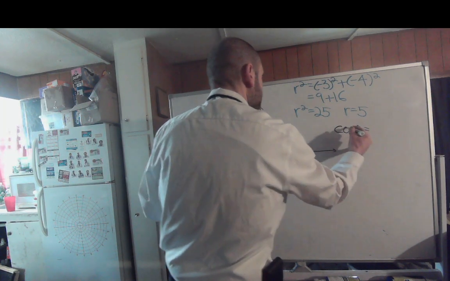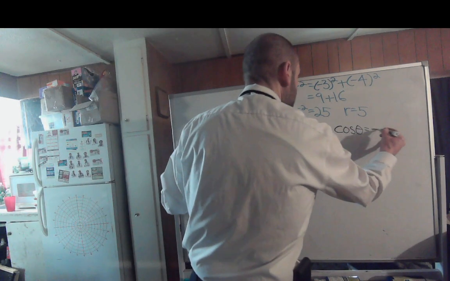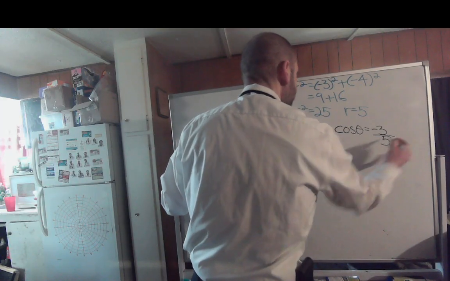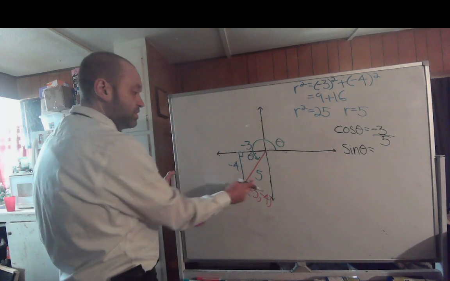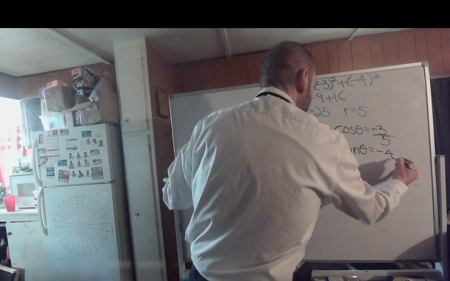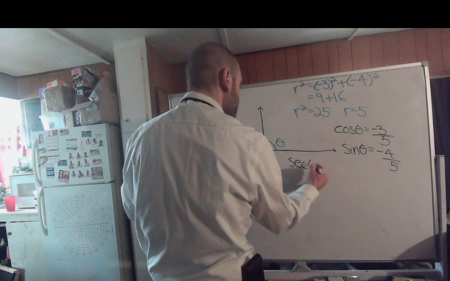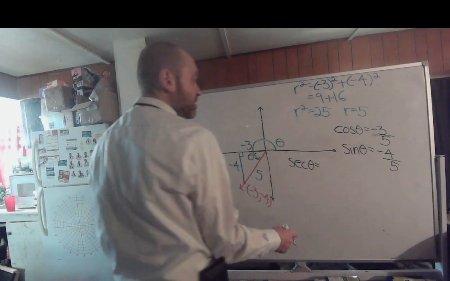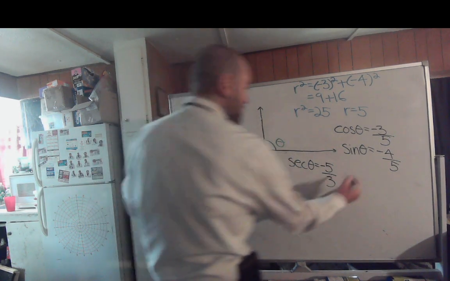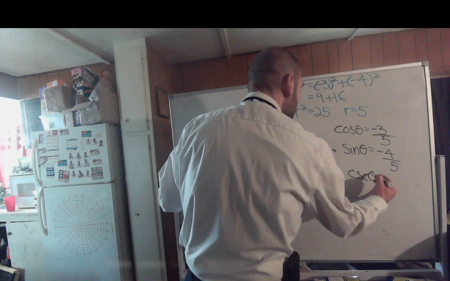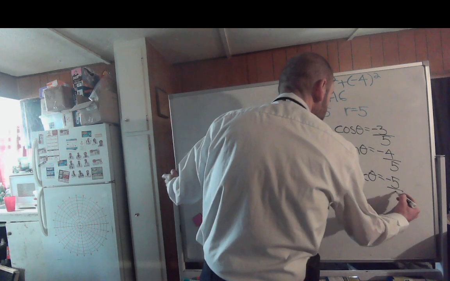So let's find the cosine. The cosine equals the adjacent over hypotenuse, so that would be negative 3/5. Let's find the sine of theta. That's opposite over hypotenuse, so that'd be negative 4/5. Let's find the secant of theta. That's just the reciprocal of the cosine, so that would be negative 5/3. Now let's find the cosecant of theta. That's the reciprocal of sine, so that'd be negative 5/4.